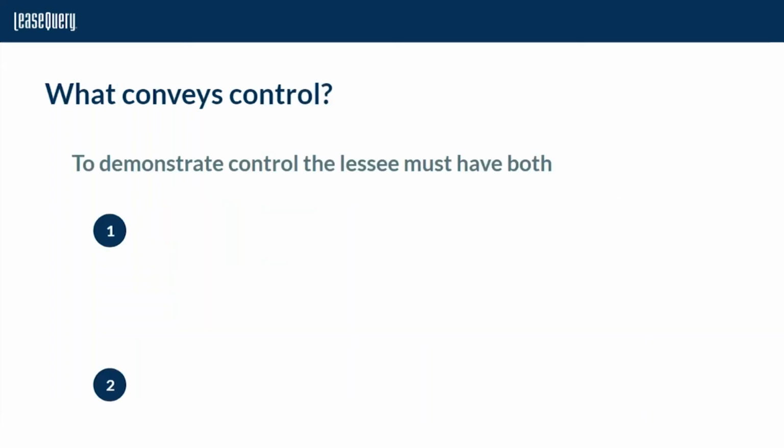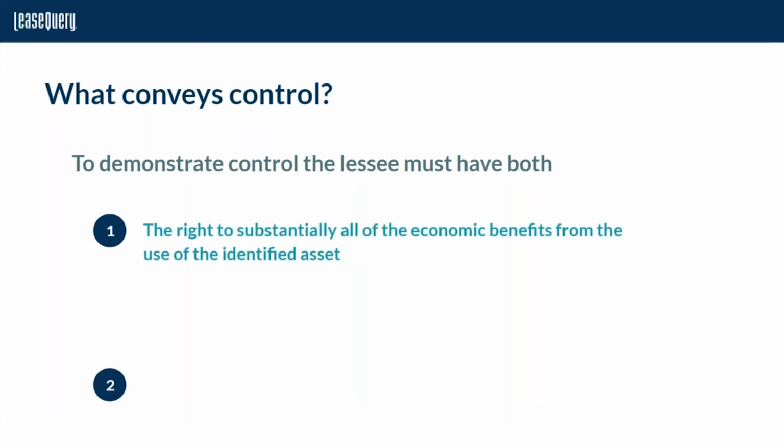Another concept we want to highlight is the emphasis ASC 842 places on control. A customer is considered to have the right to control an asset if 1, they have the right to obtain substantially all of the economic benefits from the asset, and 2, they can direct the use of that asset. Legacy lease accounting rules primarily focused on the economic benefit criteria, but ASC 842 now requires thinking through what purpose the asset is used for and which party controls those decisions.